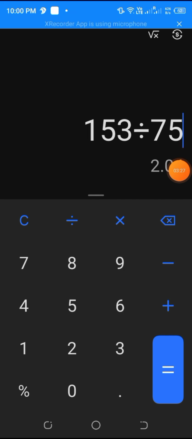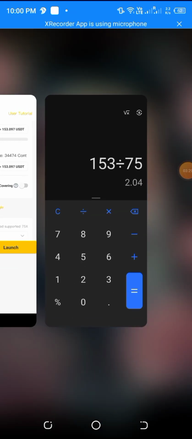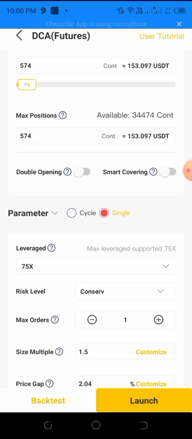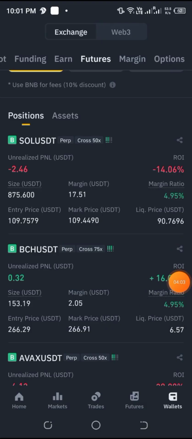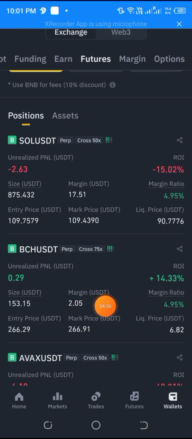After that, the next thing I do is I click on launch. After clicking on launch, I check my Binance to see if it has launched. I want to trade with just $2. So I go to my Binance, and on getting there, you can see I'm just trading with $2.